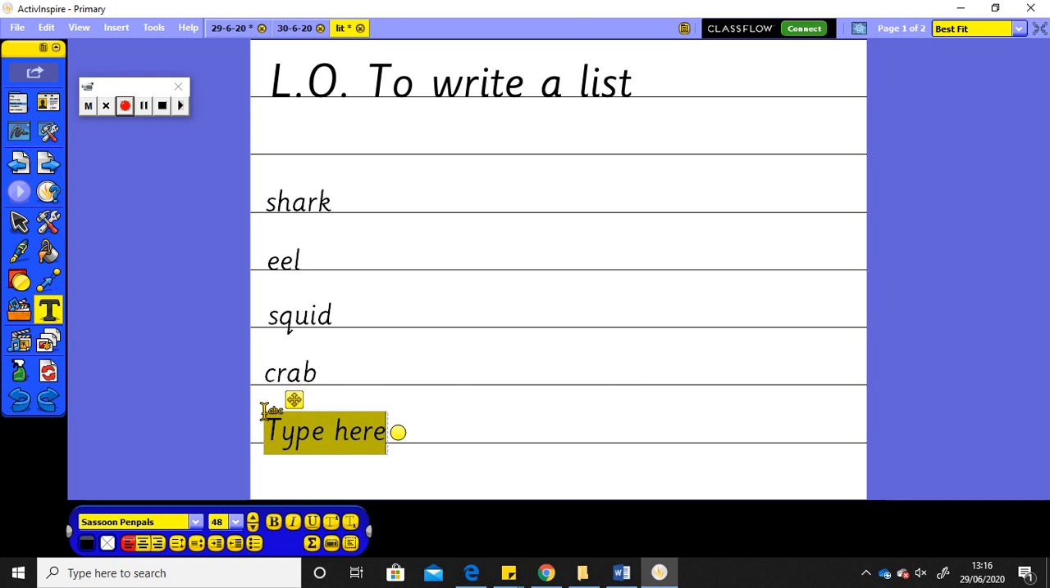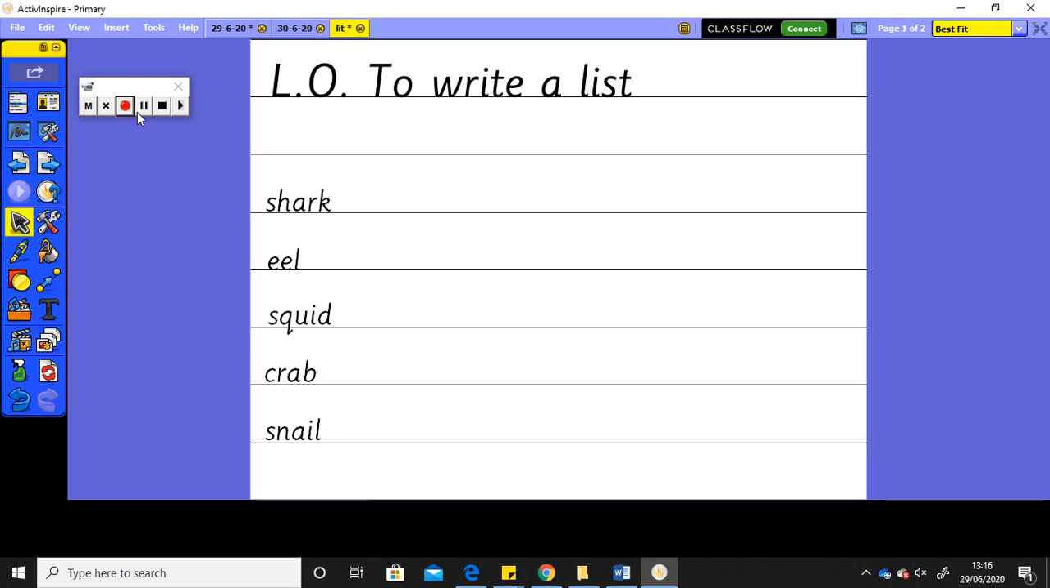Snail. Okay, now your job is to try and write a list of at least five things that you can remember from the story that were in the bottom of the sea.